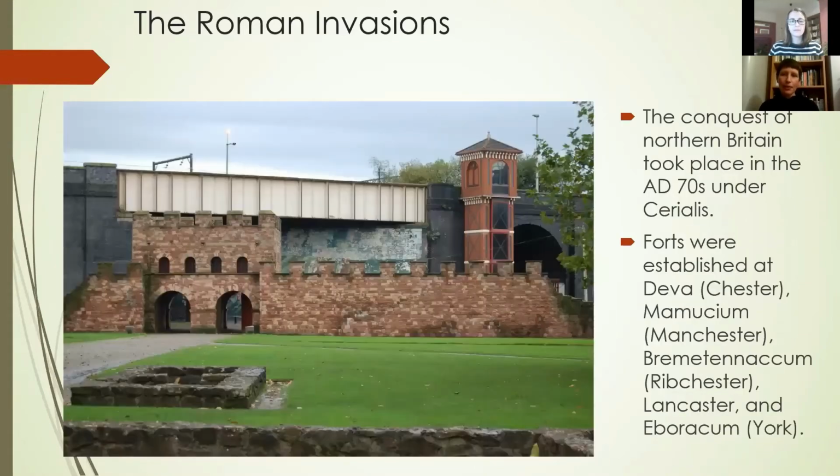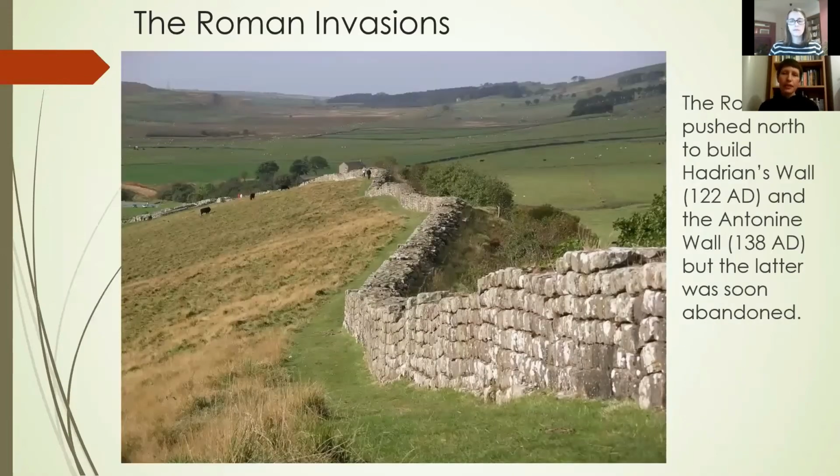Afterwards, the conquest of northern Britain took place in the AD 70s under Cerealis. This led to the establishment of Roman forts at Deva, Chester, Mamucium, Manchester, Bremetenacum, Ribchester, Lancaster, and Eboracum, York. The Romans pushed north to build Hadrian's Wall in 122 AD and the Antonine Wall in 138 AD, but the latter was soon abandoned.